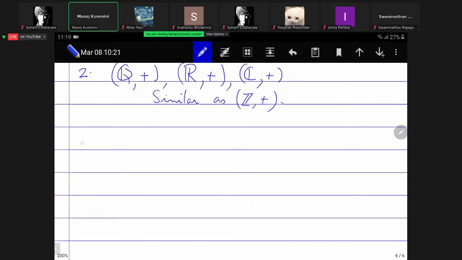Now I want to consider another group, another thing that has similar behavior, which we will denote not Q but Q with the multiplication symbol on top. The set is Q minus the non-zero elements of Q, and the operation is multiplication.